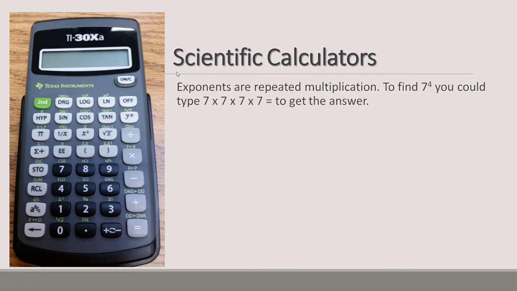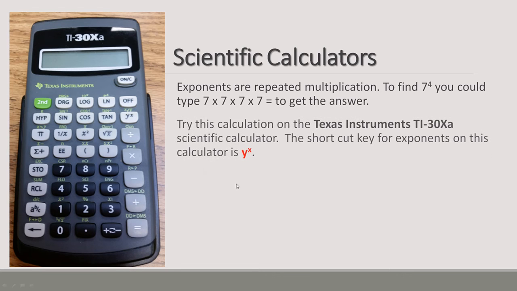This particular calculator is your TI-30XA. And as you've learned from the lesson already, exponents are just repeated multiplication. To find 7 to the 4th power, you could just sit on your calculator and do 7 times 7 times 7 times 7. Wait, did I do that enough? Equals. And you would get your answer.